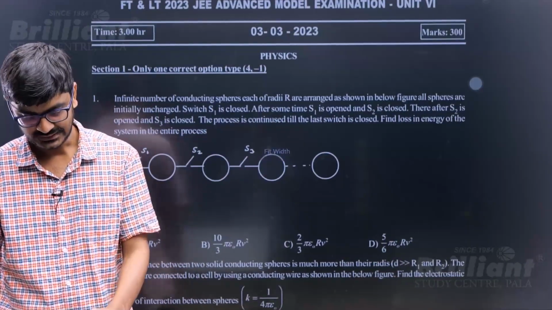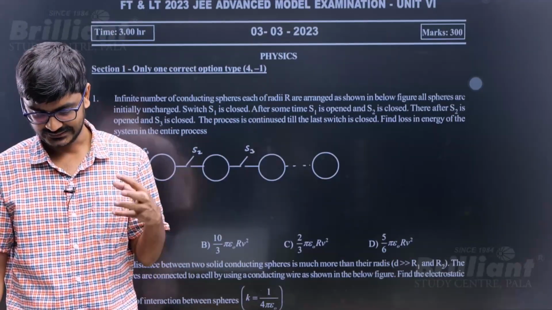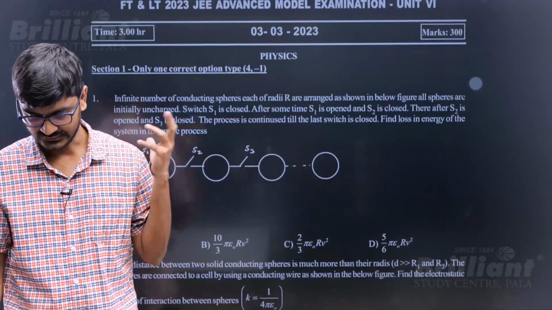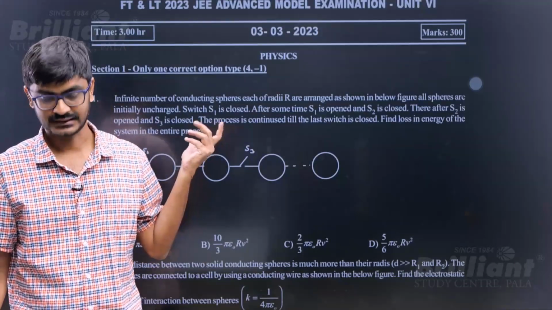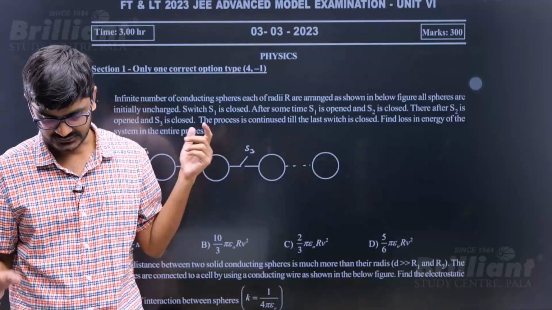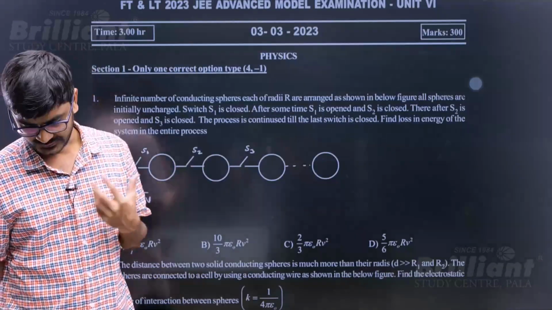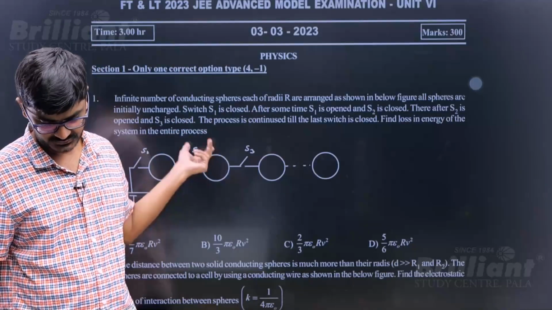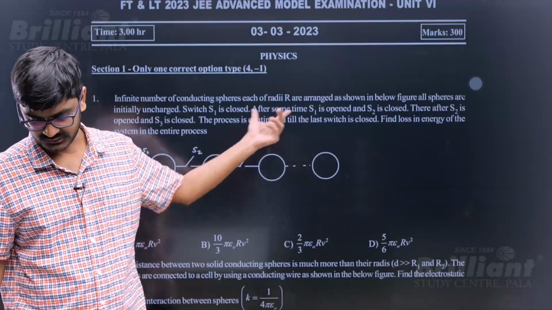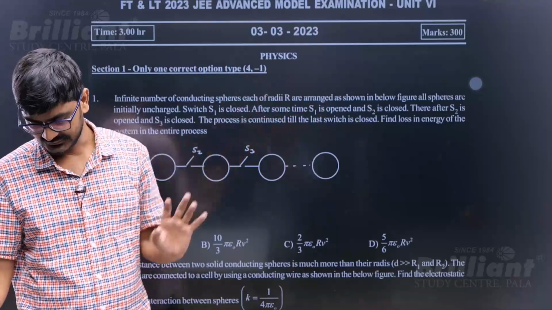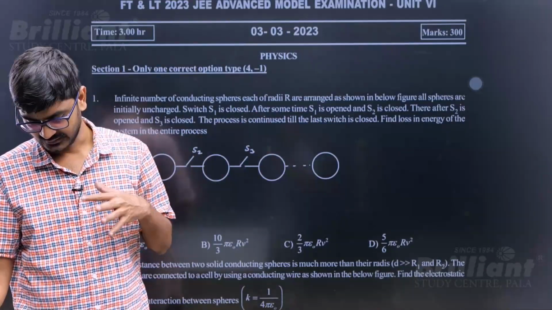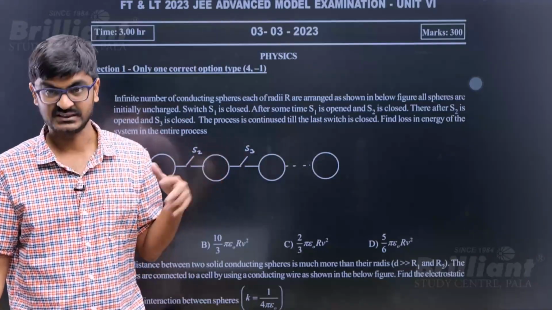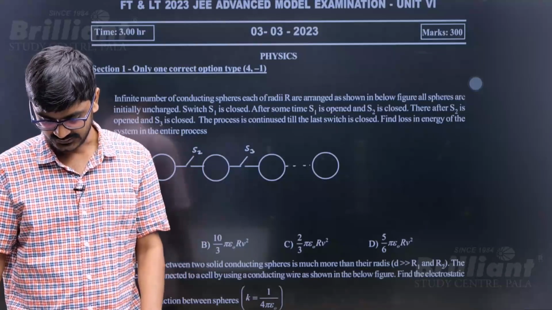The first question says, infinite number of conducting spheres, each of radii r, are arranged as shown below in the figure. All the spheres are initially uncharged, switch S1 is closed. After some time S1 is open and S2 is closed. Thereafter S2 is open and S3 is closed. This process is continued till the last switch is closed. Find the loss in energy. Loss in energy in the sense loss in electrostatic energy through the entire process.